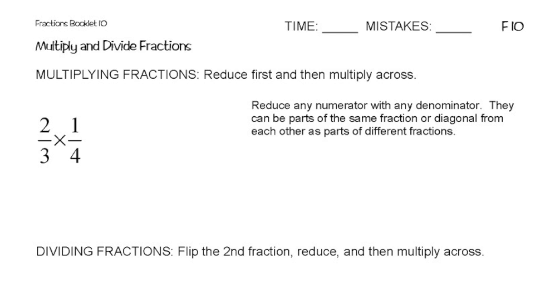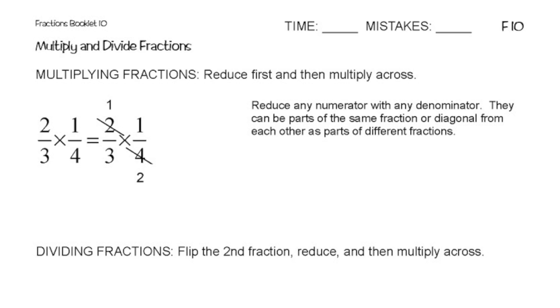So for 2/3 times 1/4, I look at 1 and 3. The common factor there is 1, so I cannot simplify 1 and 3. But 2 and 4, I can definitely reduce. They have a common factor. The common factor between 2 and 4 is 2. So I'm going to put a slash through 2 and 4 here. And then, how many times does 2 go into 2? 1 time. And how many times does 2 go into 4?